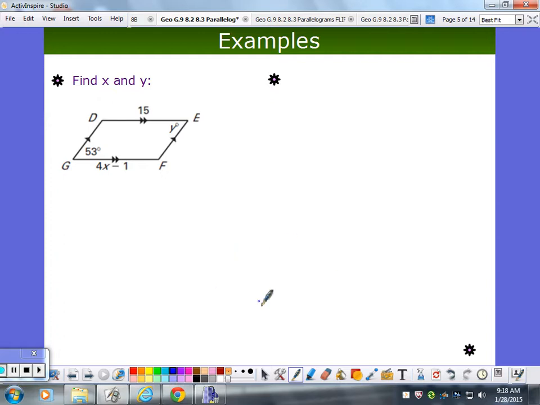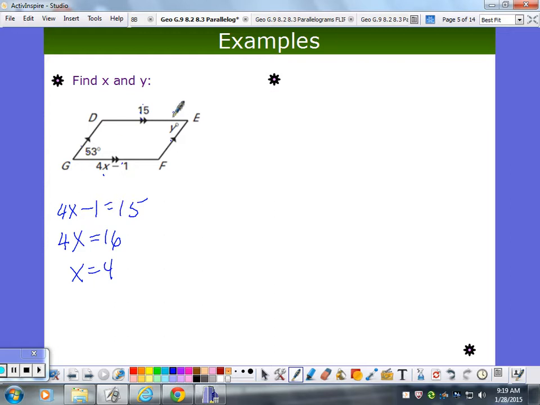Find x and y. I think this one's on here. Yeah. This is example A. It's a parallelogram. How do I know that? Because I see the parallel markers. Therefore, the opposite sides are congruent. So I can quickly solve that, right? Add 1 to both sides. And x is 4. So that finds x.